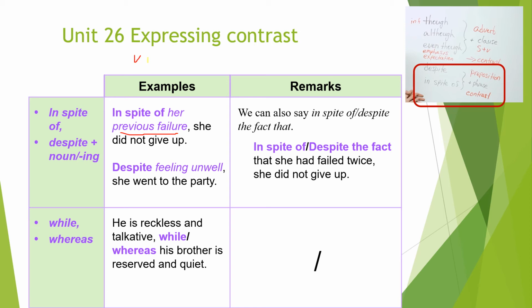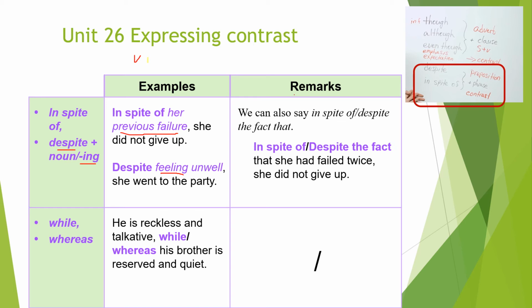So although she failed, she did not give up. That's what it means. Or you can say despite feeling unwell. Can you see despite is followed by a noun or ing? So although she felt unwell, she still went to the party. That's what it means. You can put it in another way. Despite feeling unwell, use after a gerund or a noun. Despite feeling unwell, she went to the party.